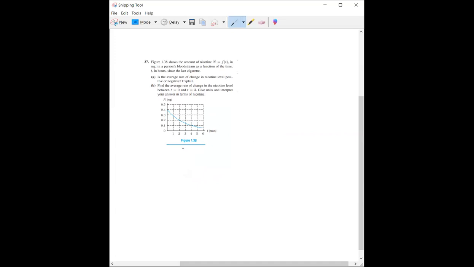Okay. The figure shows the amount of nicotine in a person's bloodstream as a function of time, in T hours since the last cigarette. Is the average rate of change in nicotine positive or negative, and explain? What do you think about the average rate of change? Negative, because it decreases over time. Exactly.